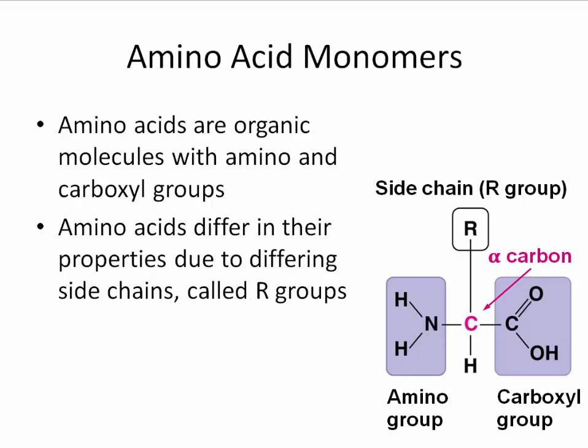Amino acids are organic molecules with amino and carboxyl groups. So it's a carbon molecule, and it has an amino group, as you can see on the left-hand side, and a carboxyl group, as you can see on the right-hand side. But there's one other difference. They have a side chain called an R group. And then the last valency is satisfied with just a hydrogen. But the R group is what makes each amino acid distinct. Everything else is basically the same.